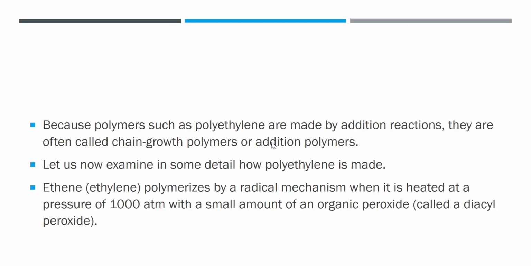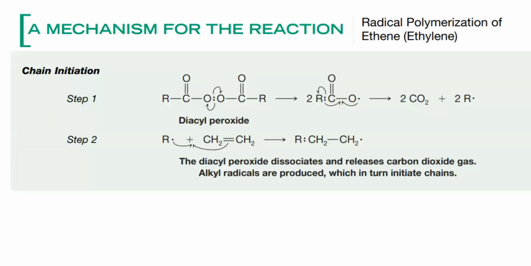First, polyethylenes are prepared by addition reactions, and they are often called chain growth polymers or addition polymers. Ethylene polymerizes, or is prepared, again by a radical mechanism. How? Usually when it is heated at a very, very high pressure, with only a small amount of an organic peroxide. So always you have a peroxide as our initiating reagent, at a very high pressure, and only a small amount of it.